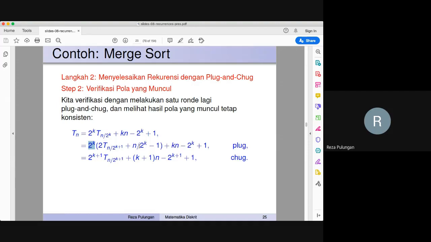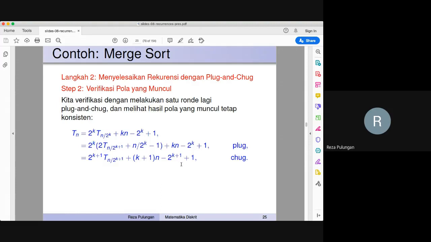Here another n, so this must be k plus 1 multiplied by n. Okay. 2 to the power of k here multiplied by minus 1 is equal to minus 2 to the power of k, but there is another 2 to the power of k here. So the summation of this one is minus 2 to the power of k plus 1. And there is another plus 1 here. So this is the final result.